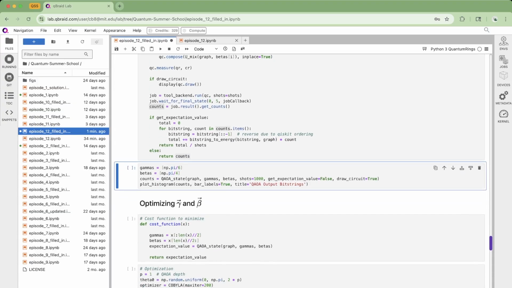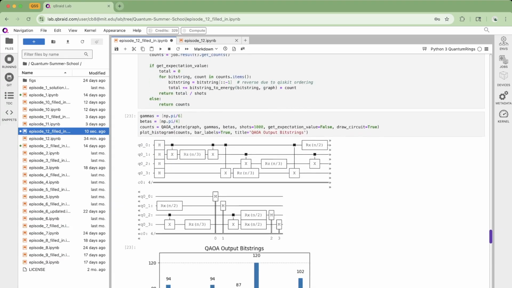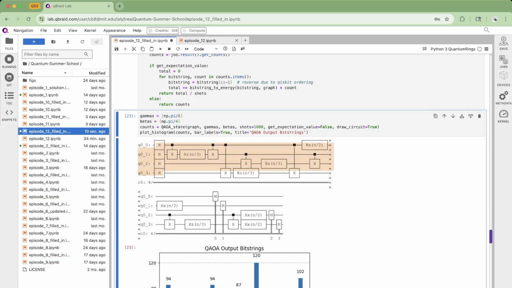So let's see. Here we can choose our gammas and betas. So let's say we're just doing one layer. We're going to prepare a QAOA state for our graph with our given gammas and betas. We're not getting the expectation value, but we do want to draw the circuit to check it out. So here's our circuit. We start off with all our nice Hadamards here. Then we have our cost unitary, and then our mixing unitary is these RXs here, here, here, here, and here. Okay.